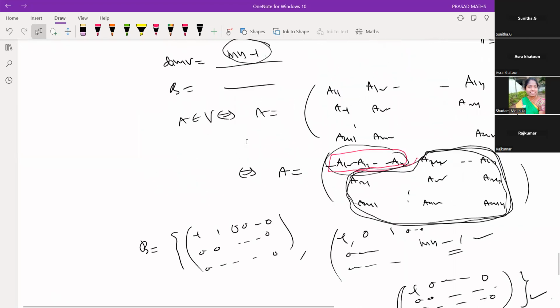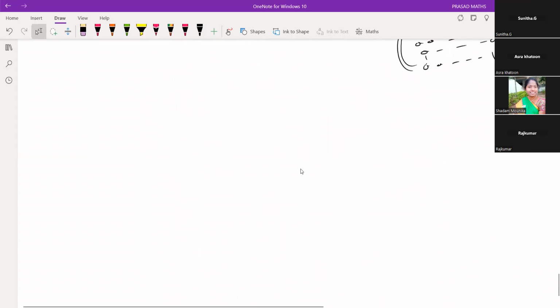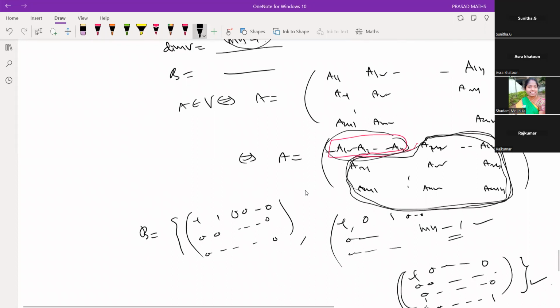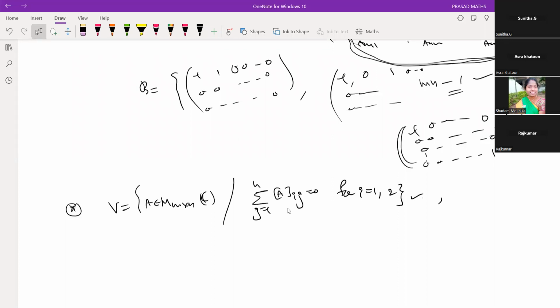So this is the restriction: row sum is 0. First row sum is 0. Suppose I change this problem a little. Set of all matrices over a field R such that, earlier I put only the first row sum is 0, that a11 plus a12 plus a1n is 0. Similarly, now 2 row sums are 0, for i equals 1 to 2. My field is the complex field.